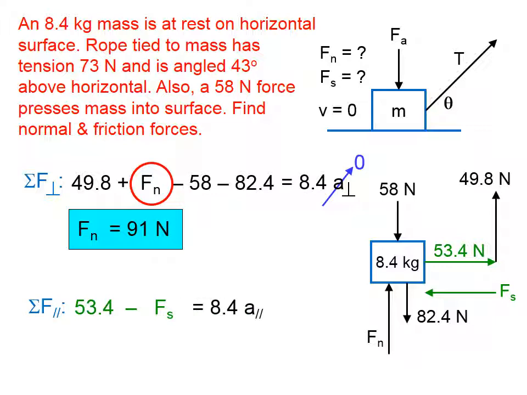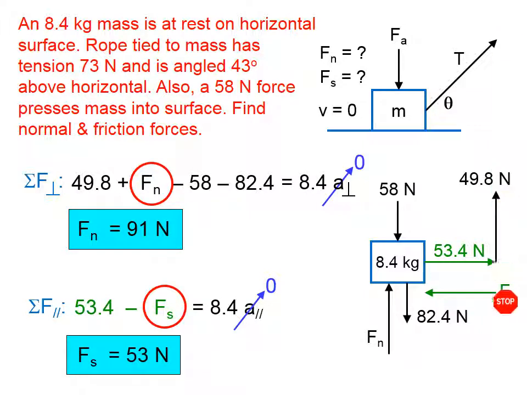If we now sum the forces parallel to the surface, we have 53.4 to the right minus static friction to the left, and that should equal the mass of the object times the acceleration parallel to the surface. Again, this mass is at rest, so it's not accelerating, so the static friction force is 53.4 newtons. Rounded to two significant figures, because that's the number of sig figs we had in all of our given quantities, we should say 53 newtons.